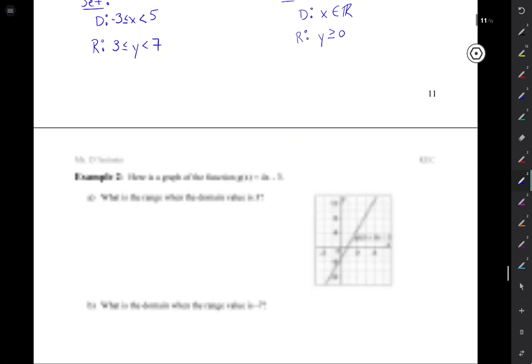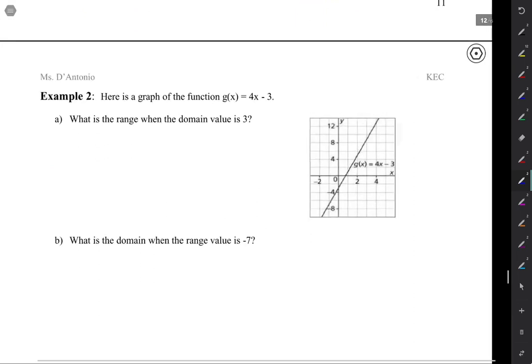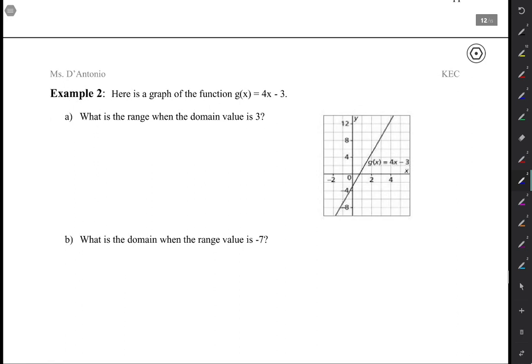Finally, for example 2, this one's a little bit easier. Here is a graph of the function g of x is equal to 4x minus 3. And we can use any letter here, just so you know. It doesn't have to be f of x. It could be g of x, h of x, and so on. So this says, what is the range when the domain value is 3? Well, in other words, what is the y when the x value is 3?